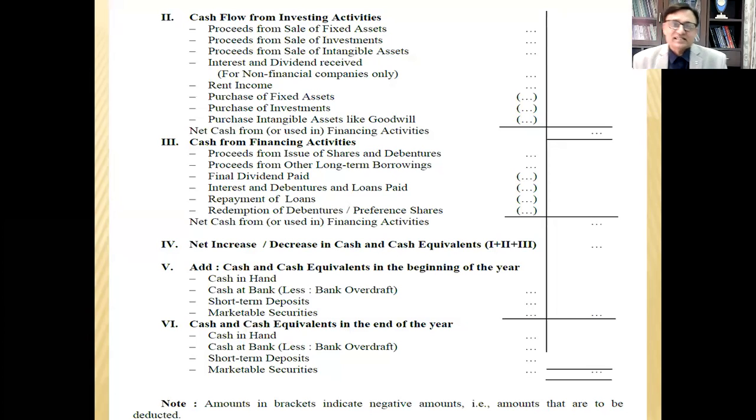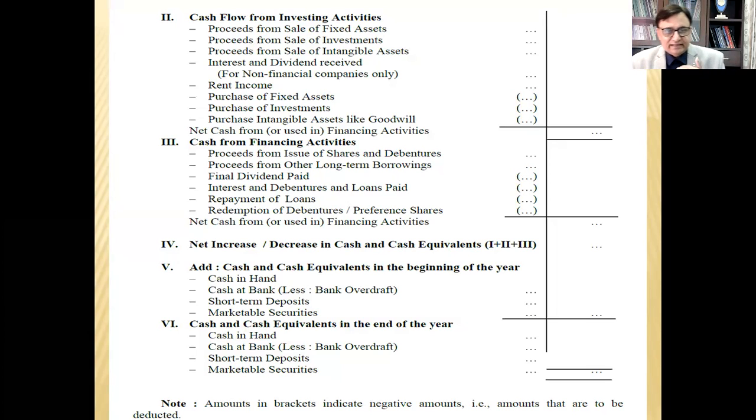Now let's move to the second part, which is cash flow from investing activities. Here we will be following the direct method. We will be getting the proceeds from the sale of fixed assets, proceeds from the sale of investments, proceeds from the sale of intangible assets. Similarly, you may have received certain interest and dividends, but this is for non-financial companies. If it is a financial company, their receipts will come in the financing activities section.